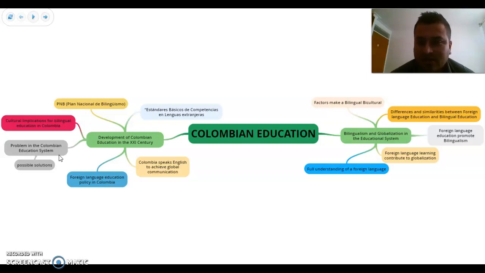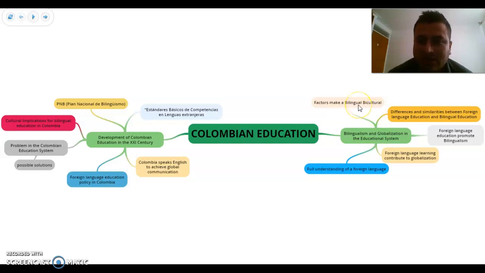For that reason, I think that for bilingualism and globalism in the educational system, you have to take into account those concepts. In my case, my native language is Spanish. So for that reason, a foreign language is English.